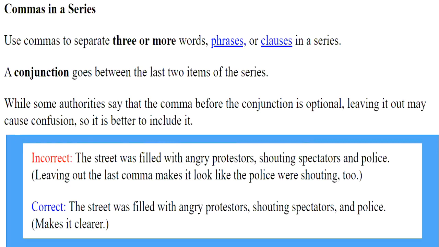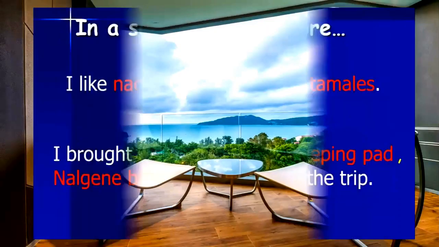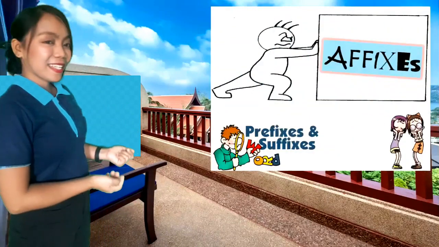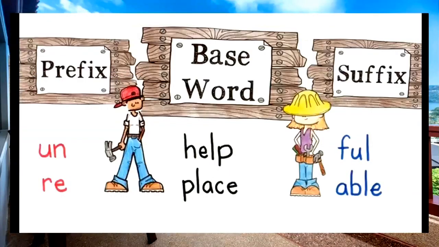So we are talking about three groups of persons here. So remember, in a series of three or more items, three items equals two commas. Four items equals three commas. We have more. Let's try to look at these affixes and root words also.